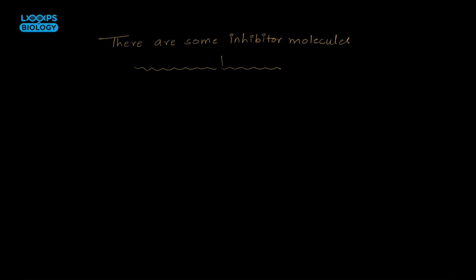So for this particular case, one problem has been seen: there are some inhibitor molecules. Now there are two cases of the inhibitor. One can be reversible, one can be irreversible. So there are two cases for your inhibitor molecule. First case will be reversible. Now what is the reversible condition?